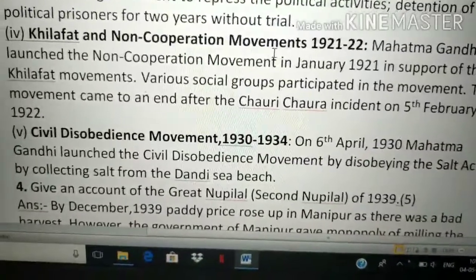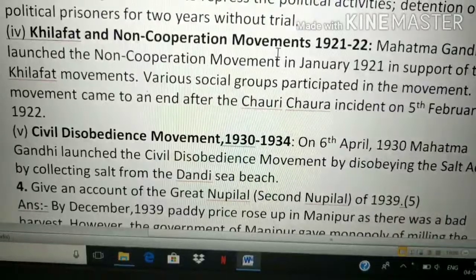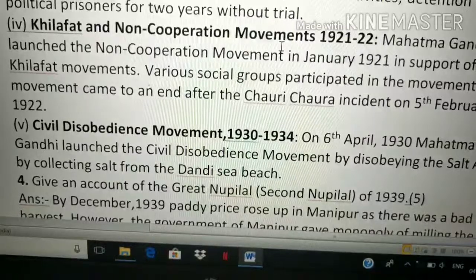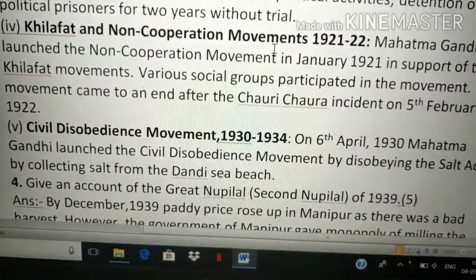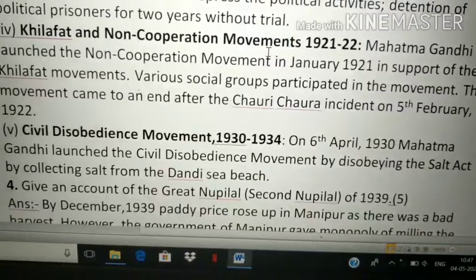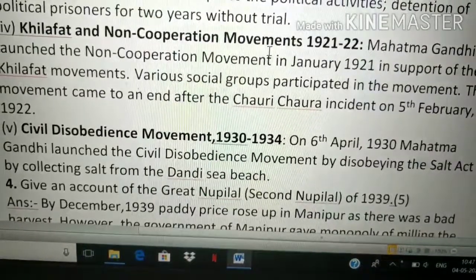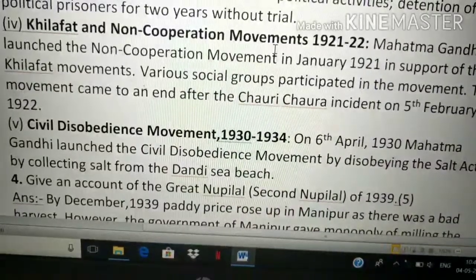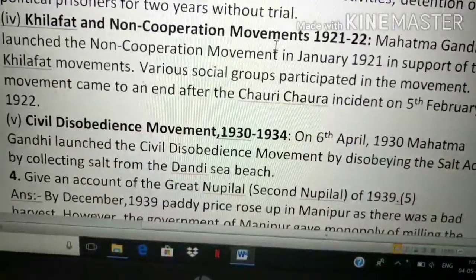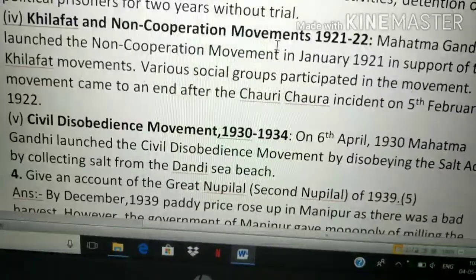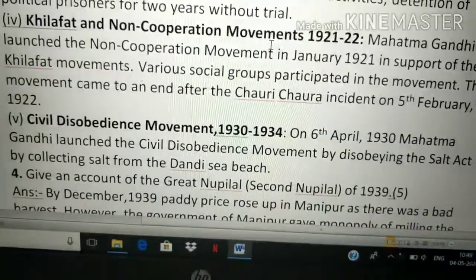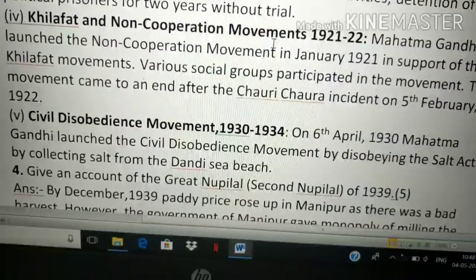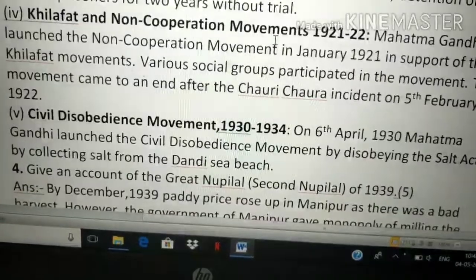Point number 4. Khilafat and Non-Cooperation Movement, 1921-22. Mahatma Gandhi launched the Non-Cooperation Movement in 1921 in support of the Khilafat movement. Various social groups participated in the movement. The movement came to an end after the Chauri Chaura incident on 5th February 1922.